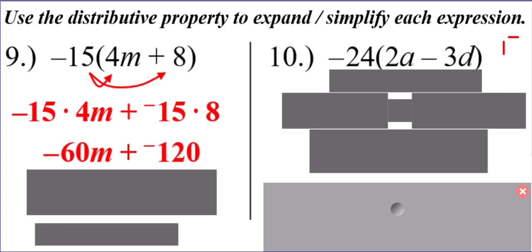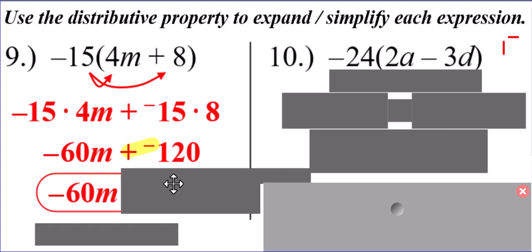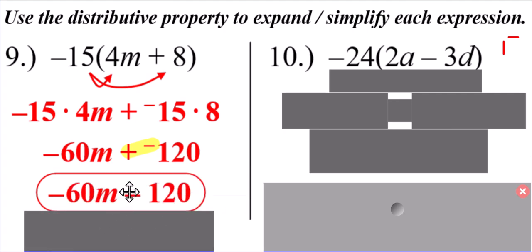However, having two symbols here in between is not considered simplest form. So we're going to use the idea that subtraction is the same as adding the opposite, and we're going to do it backwards. So instead of having negative 60m plus negative 120, we're going to say that's the same as minus regular 120, and that is the simpler way of writing that answer.